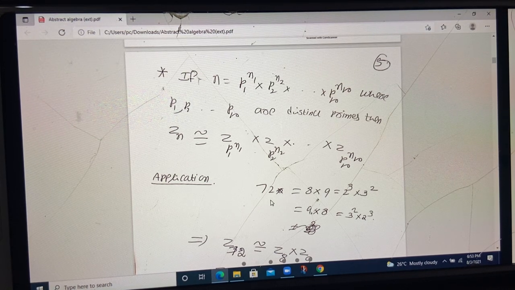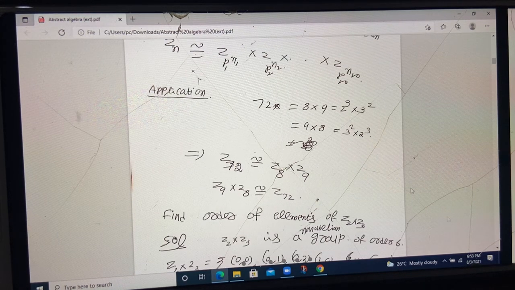For example, 72 is equal to 8 into 9. 8 means 2 cube, 9 means 3 square. They are in the form p1 power n1, p2 power n2. So Z72 is equivalent to Z2 cube cross Z3 square, and also equivalent to Z3 square cross Z2 cube. That is, it is equivalent to Z8 cross Z9 as well as Z9 cross Z8.